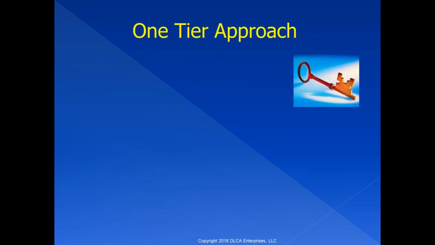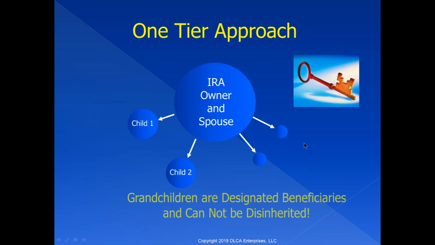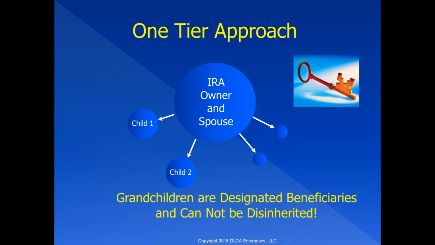So I'm going to go now to the one-tier approach, and this is the way they should be set up. And here's where your opportunity is. So here we have Archie and Edith, the IRA owner and spouse, and when they're gone, the two children are going to inherit just like they planned, but at the same time, and on that same one tier of non-spousal beneficiaries, the grandchildren inherit at the very same time, maybe in smaller percentages, but they have to inherit at the same time. The reason is only the owner and the spouse can designate these beneficiaries and allow them to take the stretched distributions. So the grandchildren are now designated beneficiaries and cannot be disinherited.